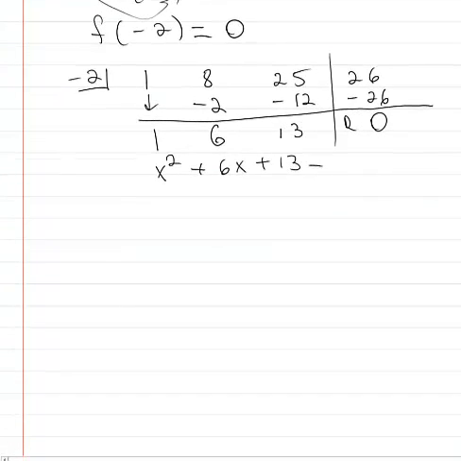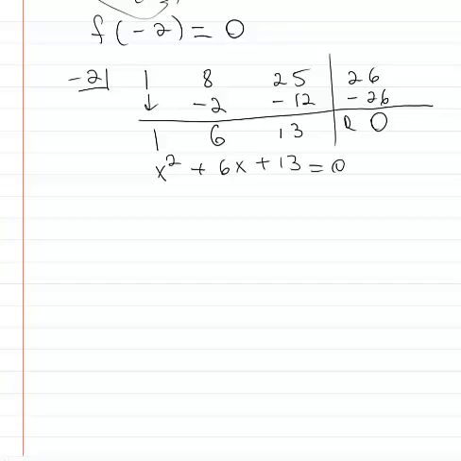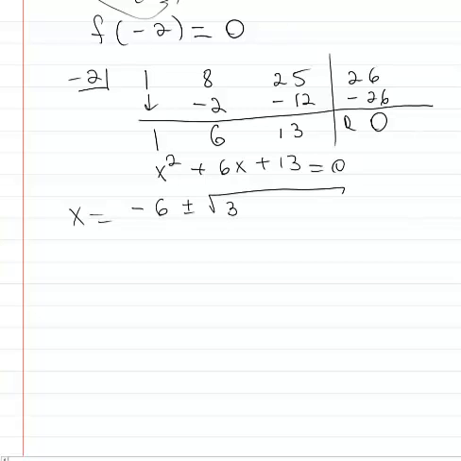We're going to set this equal to 0. It's not factorable, you can see it right away. 13 is a prime number, so there's no way you're going to get a 6. So then you have to use the quadratic formula. So it's going to be -6 plus or minus square root of 36 minus 4 times 1 times 13, divided by 2 times 1. Okay, so it's -6 plus or minus.